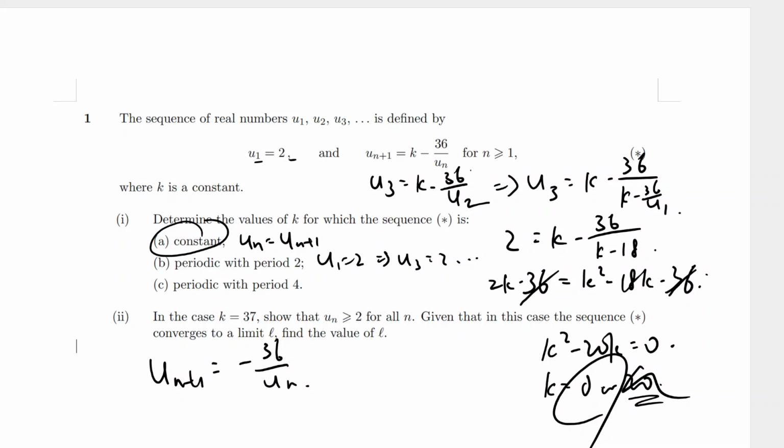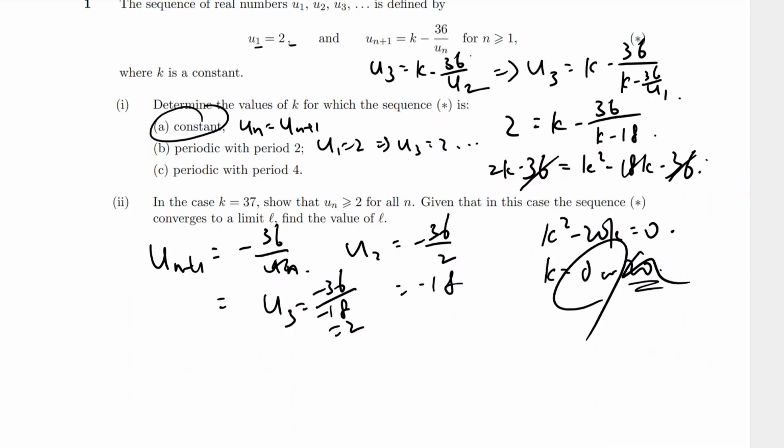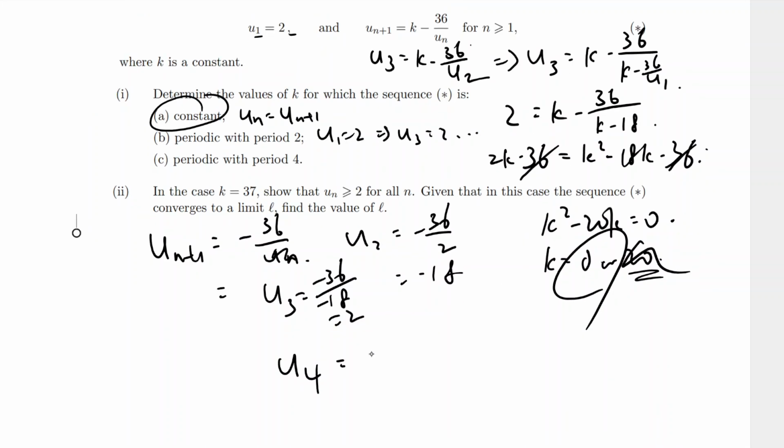And just as a sanity check, if I chuck in u1, I'm saying u2 equals minus 36 over 2, which is minus 18. We agree with that? Okay, now what is u3? Just to check, u3 is minus 36 over minus 18, which is indeed 2. Happy days. Okay, let's just check u4 as well. So u4 equals, again, minus 36 over 2, which is minus 18. Okay, so u2 equals u4, which means that we're happy. Okay, good.